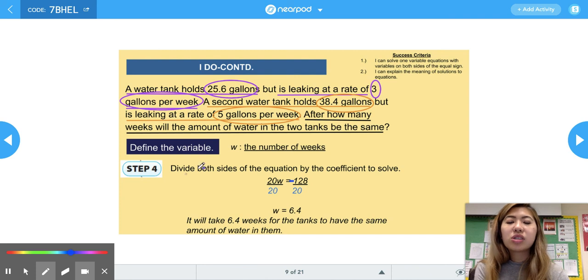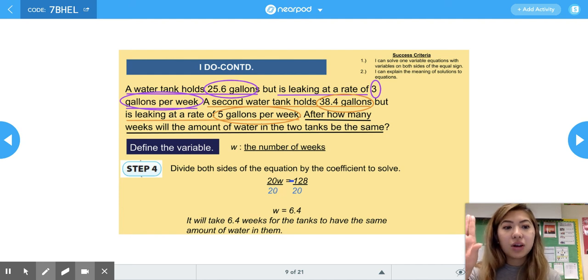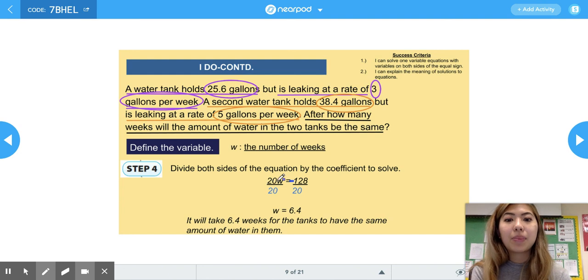So now we have to divide both sides of the equation by the coefficient to solve. So basically, we're trying to isolate the variable. We're trying to get w on a side by itself and then the constant on the other side. So the opposite of multiplying by 20 is dividing by 20. So that's why we ended up dividing.